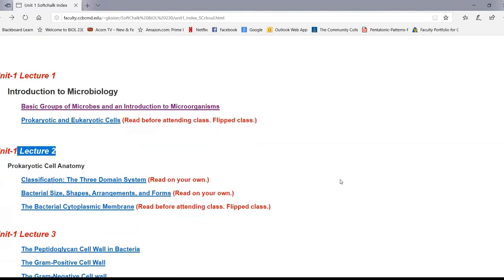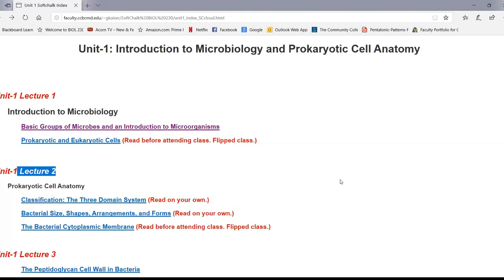Now, this table of contents you see here is designed for a traditional class that meets on campus. And during the first week on a traditional class, I do 2 of the SoftChalk lessons as flipped classes, which you see posted here in red. But of course, if we're doing this online as an online lecture, we're not doing flipped classes since you won't be coming to campus.